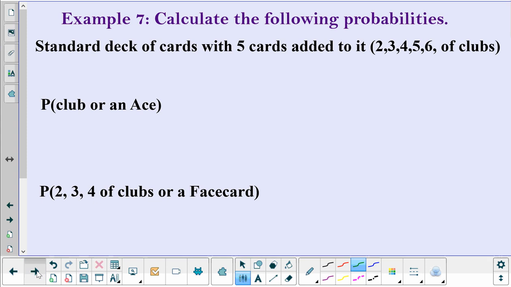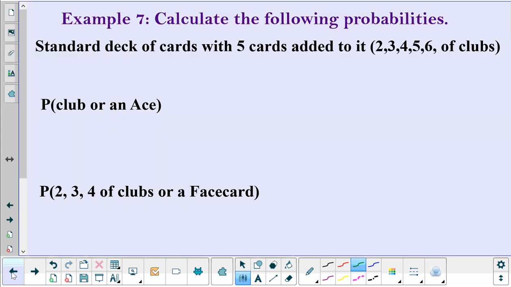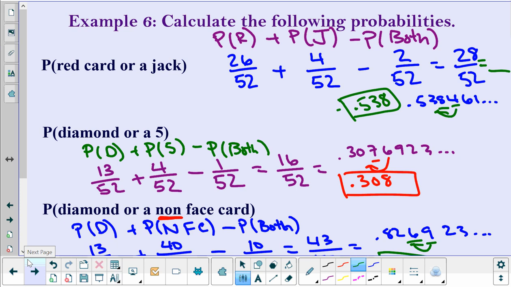We're going to skip this example for now, and that's our last one. Don't worry about that last example. We're not going to do that one today.